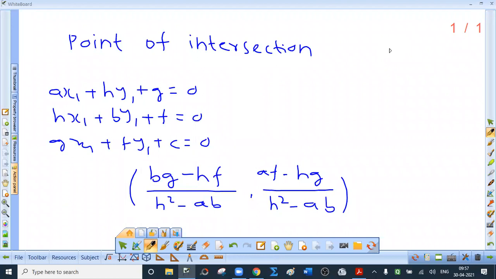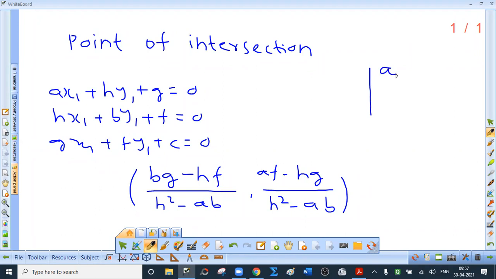Now, point of intersection. See, if the general equation of second degree in x and y, that is ax square plus twice hxy plus by square plus 2gx plus 2fy plus c equal to 0 represents a pair of intersecting lines, then their point of intersection, say P(x1, y1), is obtained by solving any two of the following equations. Now you will ask me, sir, how to remember this? Yes, can be remembered easily.